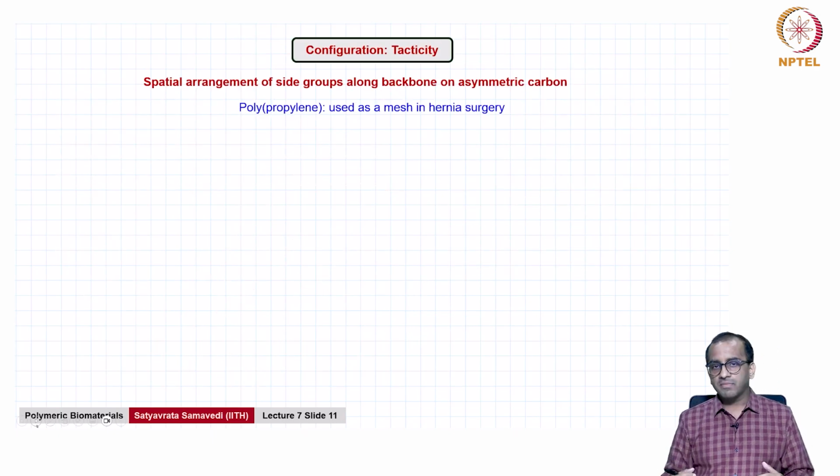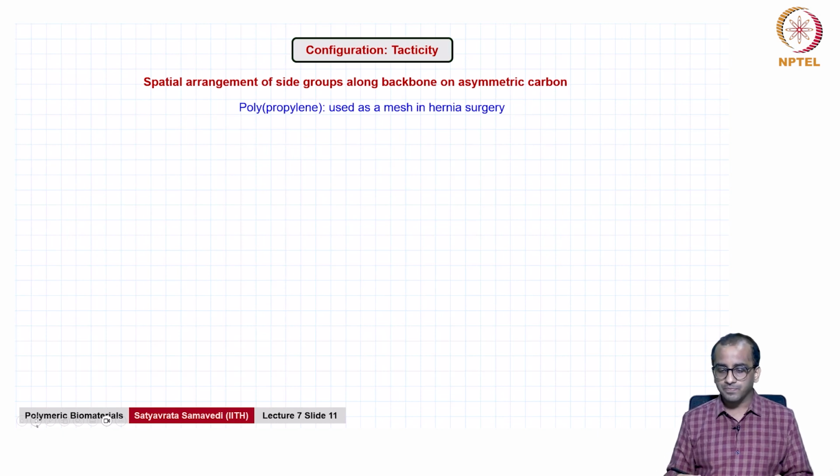The last manifestation of configuration that we will look at is something called tacticity. Now, this is another word that you will hear very often. You might have heard of things like isotactic, syndiotactic and atactic. All of them are different types of tacticity that polymers can take up.